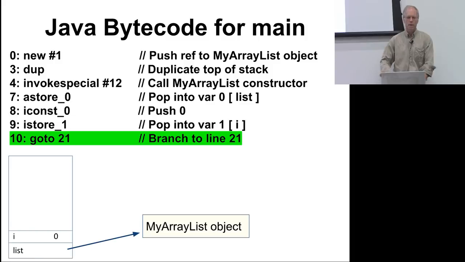Now, you may be wondering, why do I say astore 0 in one place and istore 1 in another? Why a and i? Anyone want to take a guess? Why are these different store operations? Why isn't it just store underscore 0 or store underscore 1?